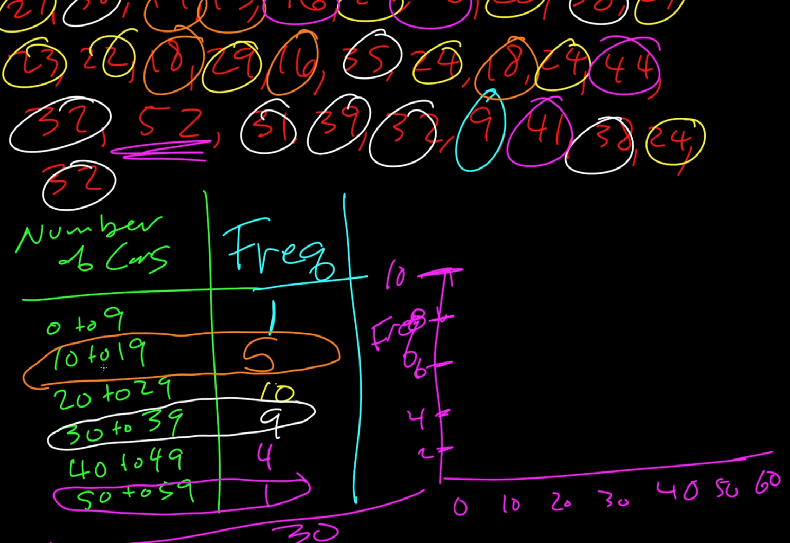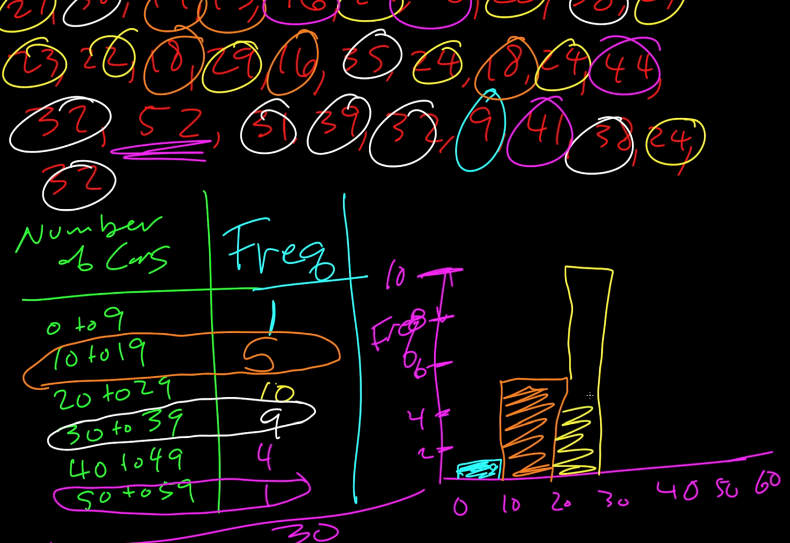All right, so for 0 to 9, we only had 1. So we're just going to make it go that high. And then for this one, it's a 5. So we're going to make that go up to 5 down there. And the yellow one is our biggest one. So that goes up to 10. It goes from 20 to 30. And the white one goes to 9, so just below that. And that's 30 to 39.